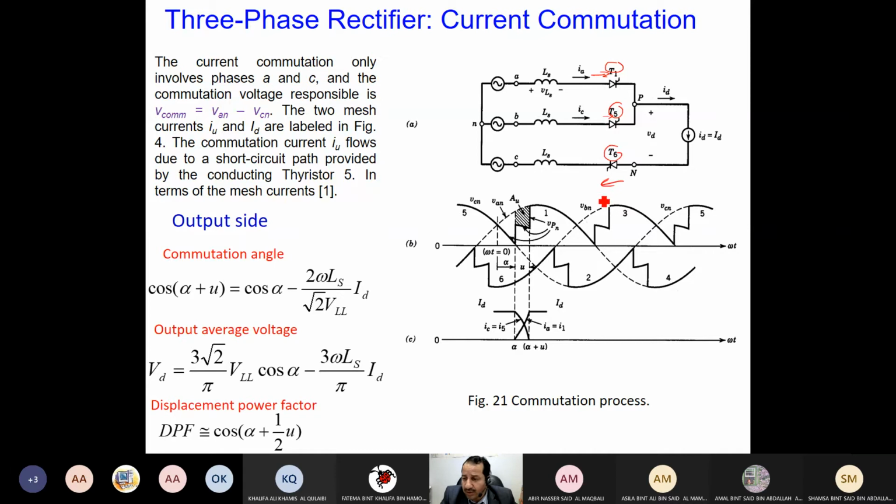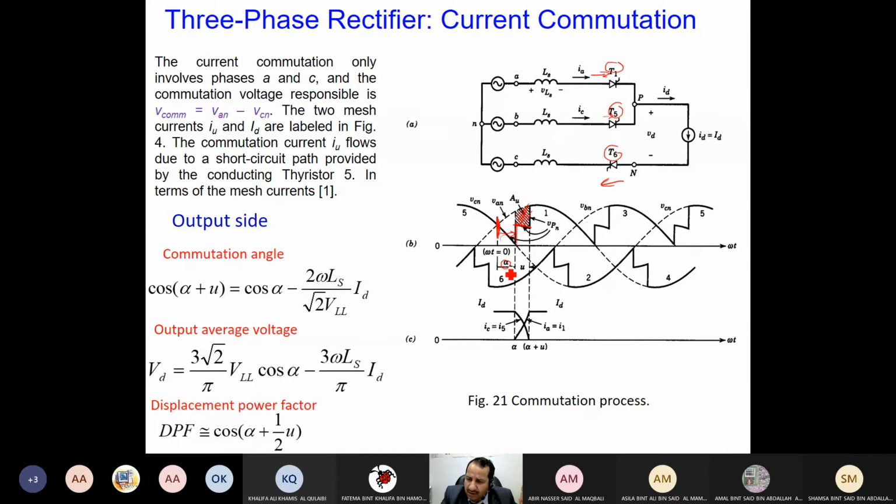But what about the commutation wave? What will happen to the waveform? Have a look. Here at the point of intersection, for the thyristor, we say that we need alpha. This is alpha. Now the thyristor will conduct after alpha, and commutation will occur because of the inductance. We have a short circuit. We lose another part here, this shaded part. You got it? We lose another part.